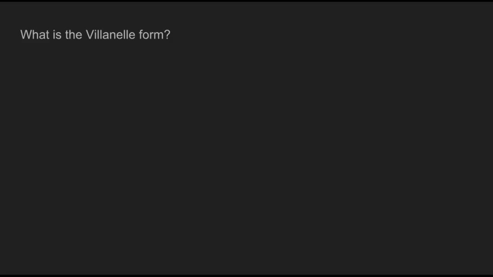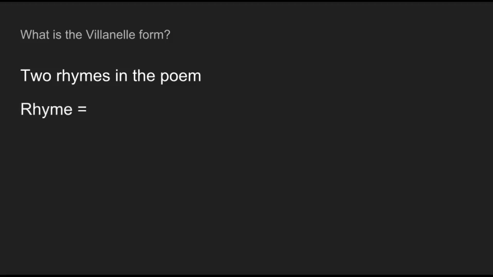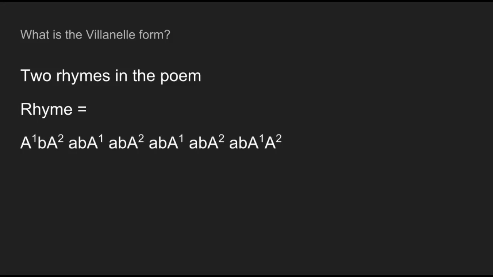Okay. Now the difficult part comes with the rhyme. There are only 2 rhymes to the poem as opposed to perhaps the more rhymes of the English sonnet. So the rhyme pattern looks like this: A1, B, A2, AB, A1, AB, A2, AB, A1, AB, A2, AB, A1, A2. Now, there's only A and B.